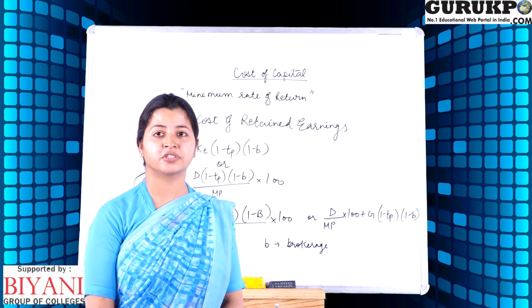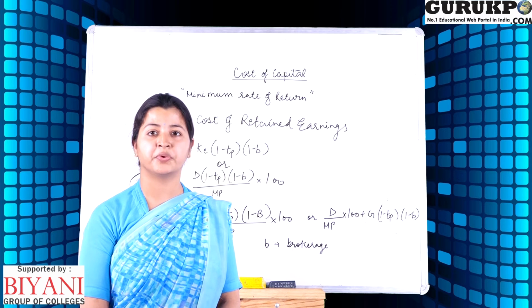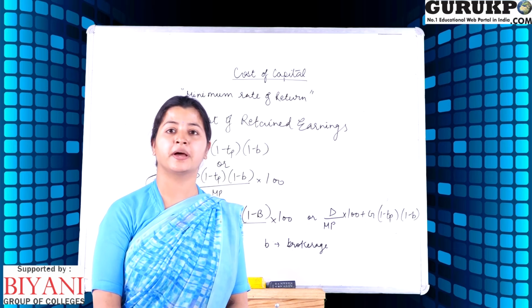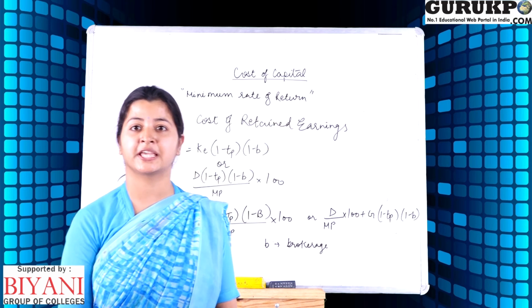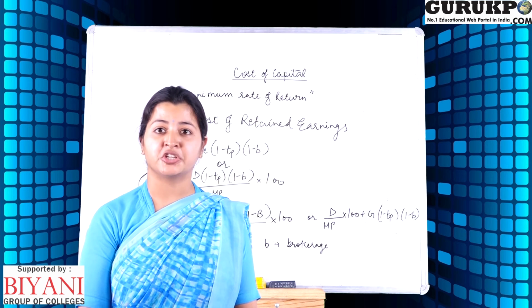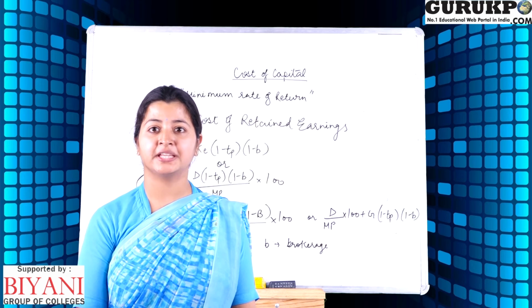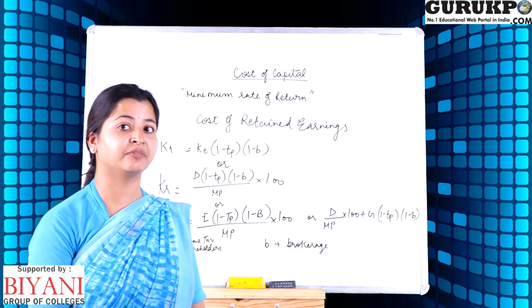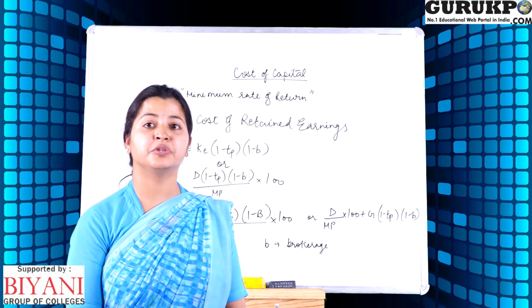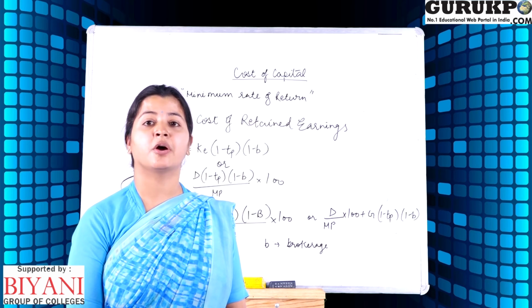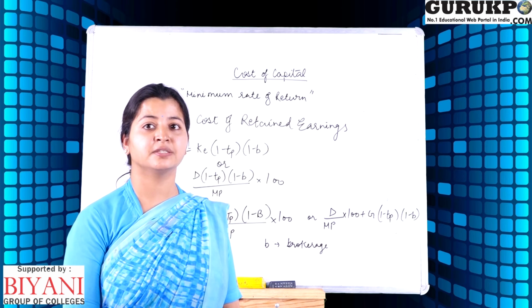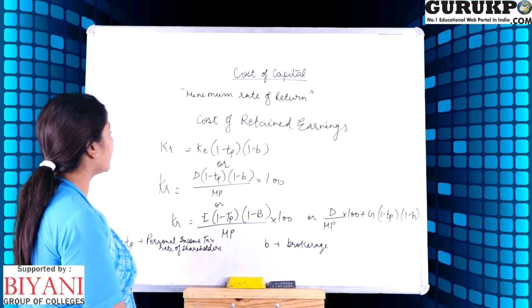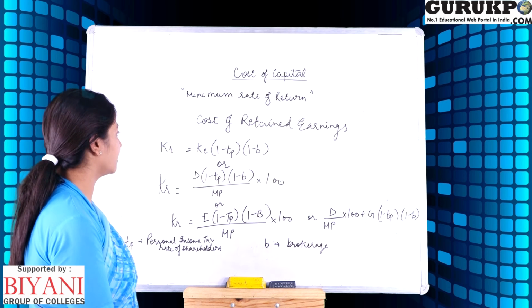Now our next cost of capital is the cost of retained earnings. As we all know, from our profit some portion is paid to the equity shareholders and some is retained in the business. Retained earnings are surplus profit that we keep in the business for future diversification or to invest in various projects. In the cost of retained earnings, KR denotes retained earnings.